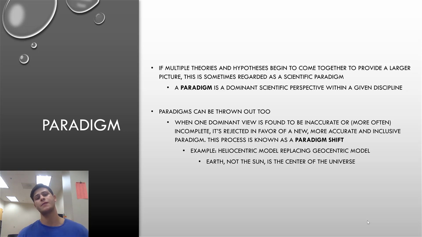Now, if multiple theories and hypotheses begin to come together to provide a larger picture or a larger perspective, this is sometimes regarded as something called a scientific paradigm. A paradigm is a dominant scientific perspective that draws from multiple theories and multiple hypotheses within a given discipline. You can think of this as almost like the general picture behind a given scientific discipline. So the theory of evolution and several related theories basically form a dominant paradigm in certain facets of biology, actually most facets of biology.